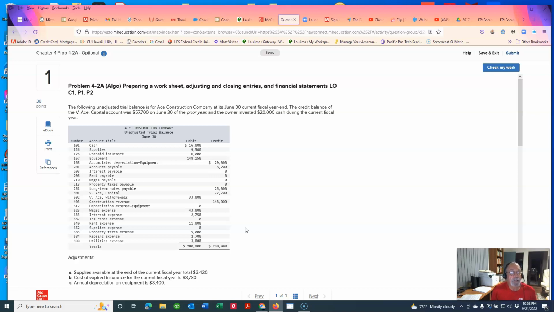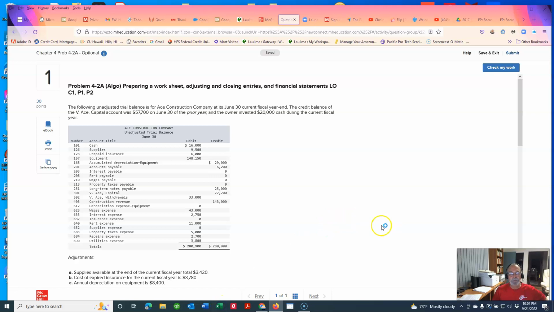The following unadjusted trial balance is for ACE Construction Company at its June 30 current fiscal year end. So this company is on a fiscal year. June 30 is the end of its fiscal year, so July 1 is the beginning, and the fiscal year is July 1 through June 30. The credit balance of the ACE capital account was $57,700 on June 30 of the prior year. What that's saying is that the owner's capital balance on June 30 of the prior year, which is the same as July 1 of the prior year, is $57,700. And the owner invested $20,000 cash during the current fiscal year.